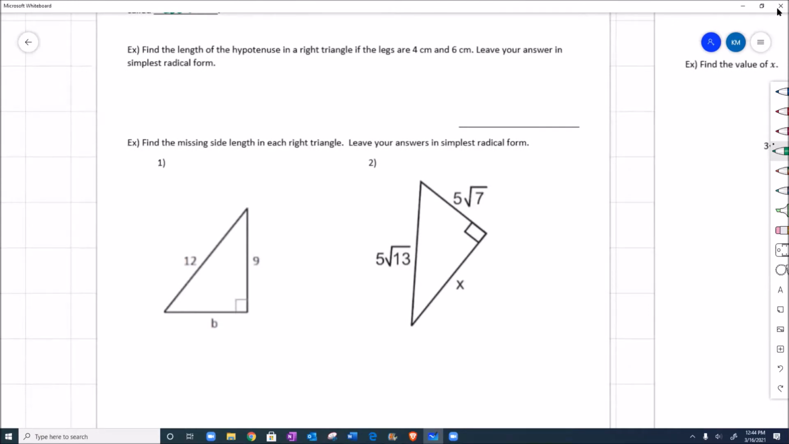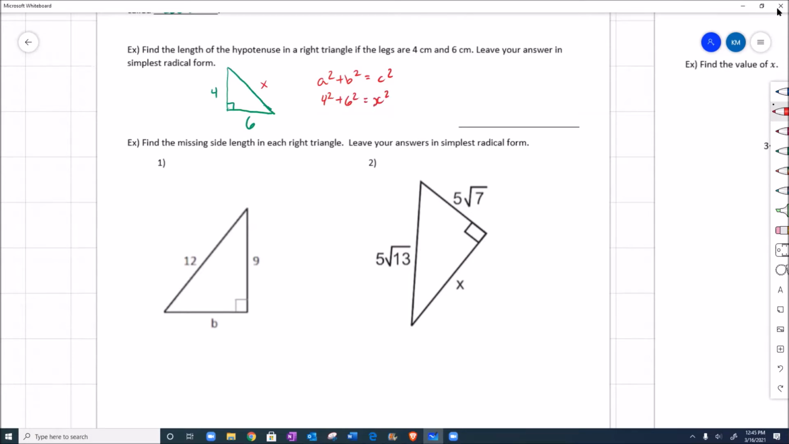It says, find the length of the hypotenuse in the right triangle if the legs are 4 and 6 centimeters. Leave your answer in simplest radical form. So I'll just draw a right triangle. It doesn't have to be to scale. One leg's 4, the other 6. We're looking for x, and we can find x by using our Pythagorean theorem. a squared plus b squared equals c squared. Plugging in our values, 4 squared plus 6 squared equals c squared, or I'll say x squared.